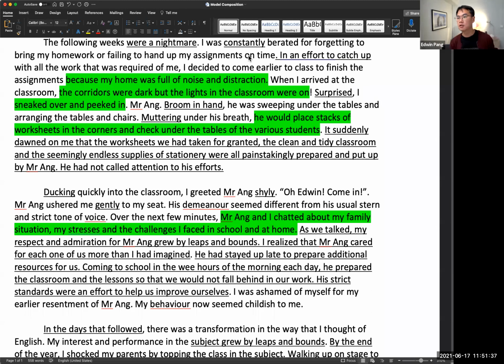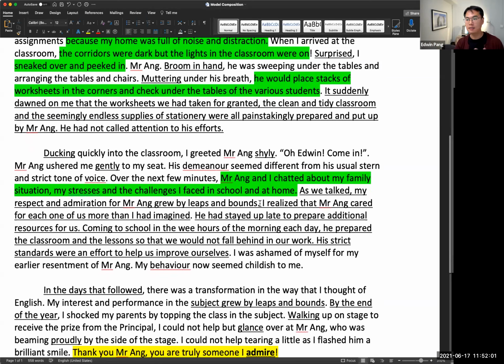Then the next 2 paragraphs, the bulk of the story, the main body of the story, I'm writing about how my mind is changed because of this encounter with Mr. Ang, right? I see what he's doing, then I talk to him, then I realize, hey, actually, he's not that bad, right? And then I grow to respect and admire him because of his diligence and because he is outstanding. He's very special. He wakes up earlier, he comes, prepares lessons for us, whatever.